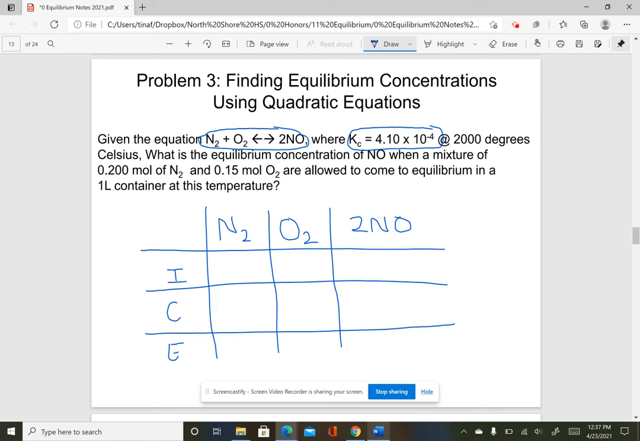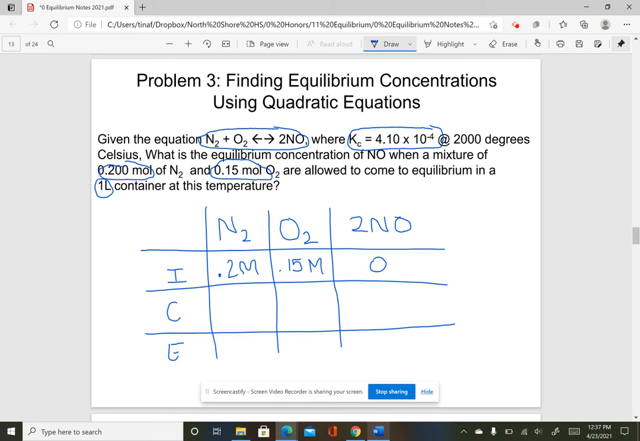Okay, so a mixture of 0.2 moles of N2 in a 1 liter container. So again, they didn't give us molarity, but if I take 0.2 and divide it by 1, I get the molarity of N2, which is 0.2. And they're telling us I have 0.15 moles of oxygen. And if I divide that by 1 liter, I get the initial concentration of oxygen. And as always, guys, I didn't start the reaction yet, so I did not make any products yet.